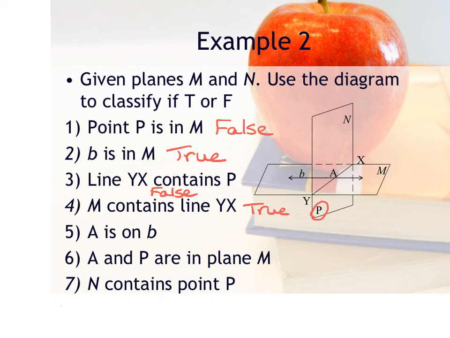Point A is on B, and B, it's a lowercase letter, so it's indicating that B is a line. Is point A on line B? Yes, it's true.